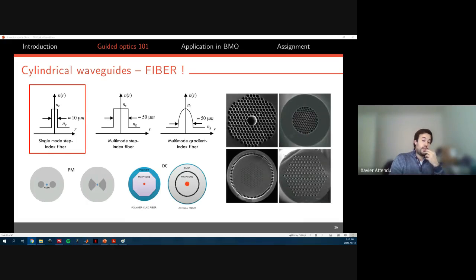So the geometry of the fiber and the index profile alter how the mode propagates, and depending on what you're looking for, all these different variants can be interesting. But for the time being, we're going to focus only on single mode and multi-mode, and understanding the difference between those two.